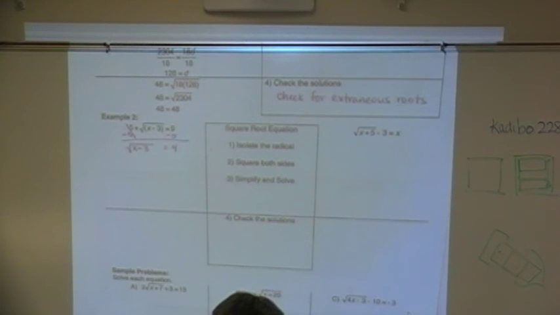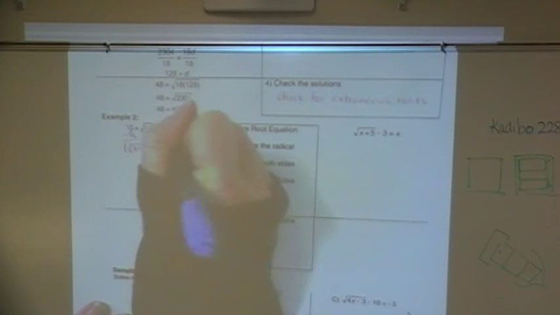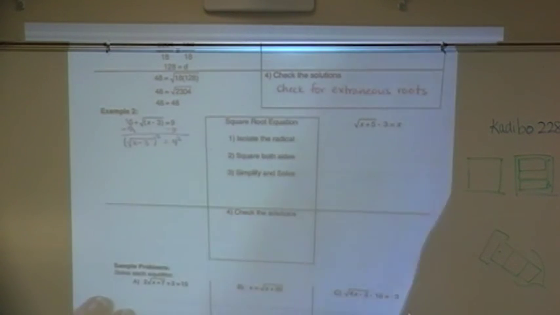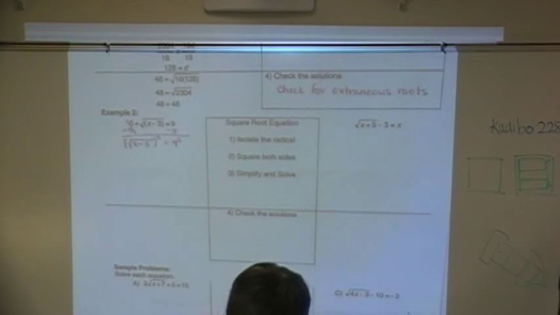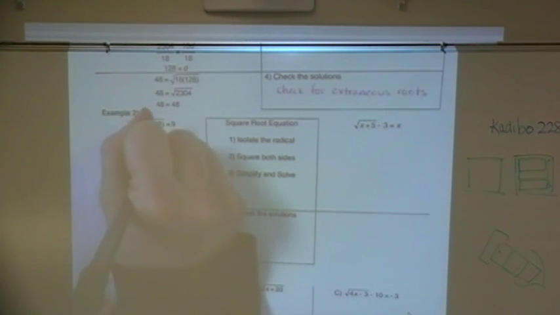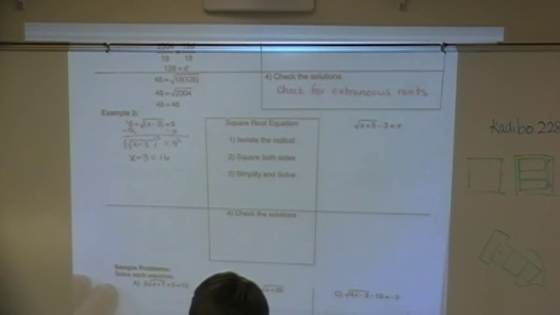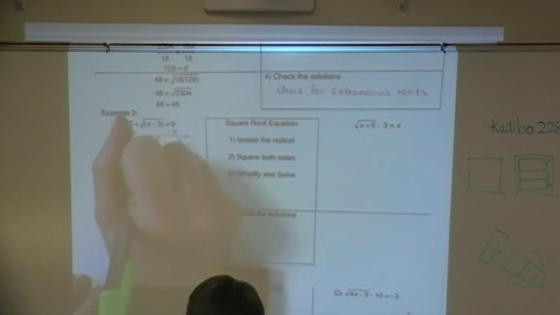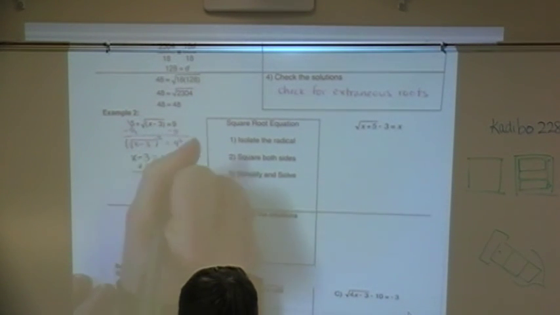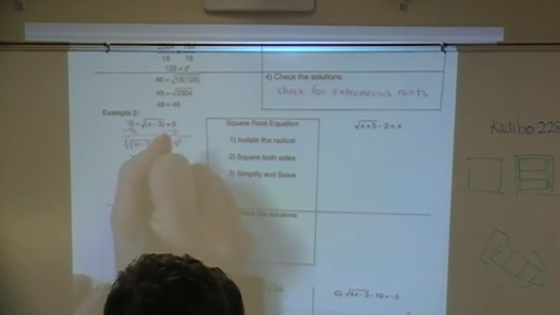So the next step is to square both sides. Anything you do to one side of an equation, you have to do to the other. Squaring the left-hand side, squaring a radical just cancels it. That's it. So I get x minus 3 equals 16. And now you're going to add 3 to both sides, and I get x equals 19.